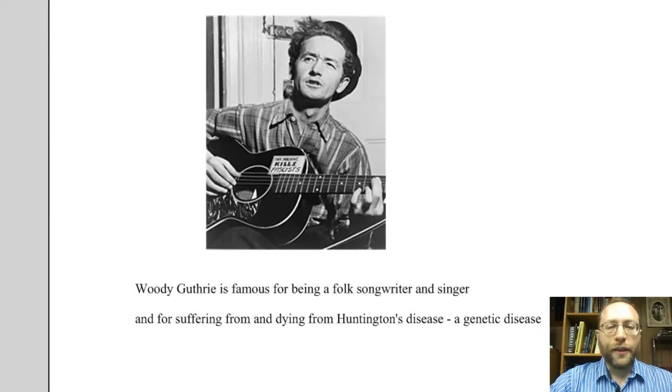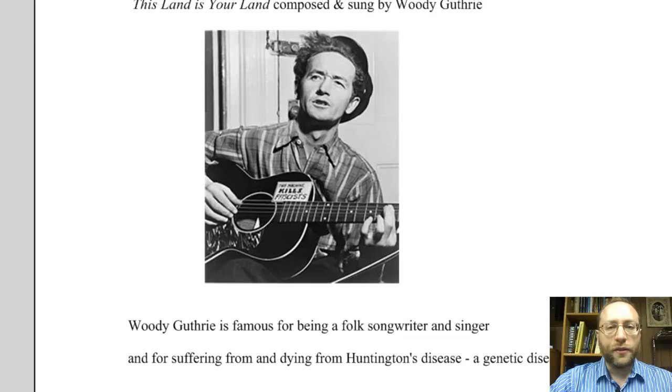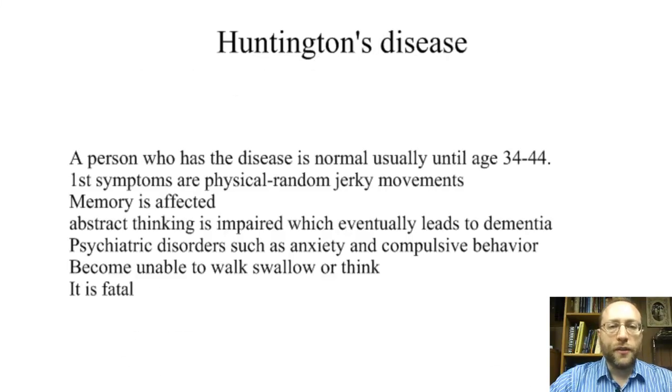I'm bringing him in here right now because he suffered from a genetic disease that eventually killed him called Huntington's disease. A person who has Huntington's disease, and fortunately it is a rare disease because it is a horrendous disease, is completely normal until they reach the age of 34 to 44. The first symptoms that they have are physical. They have random jerky movements. Eventually the memory becomes affected.